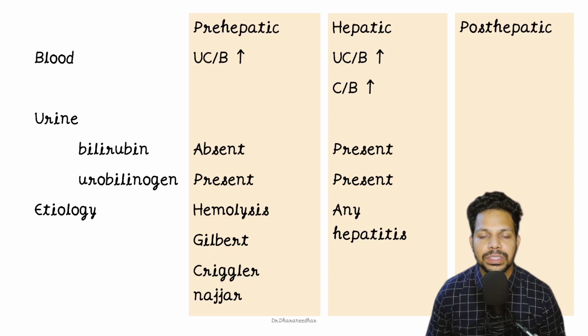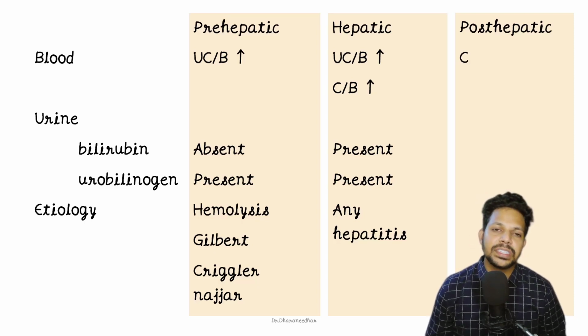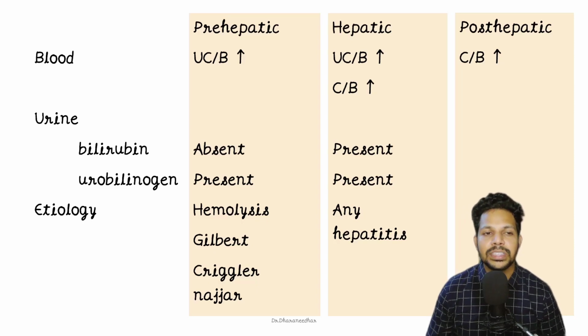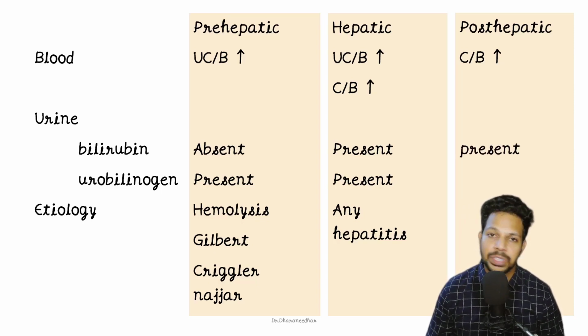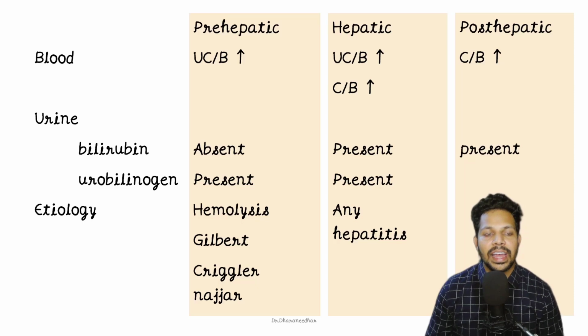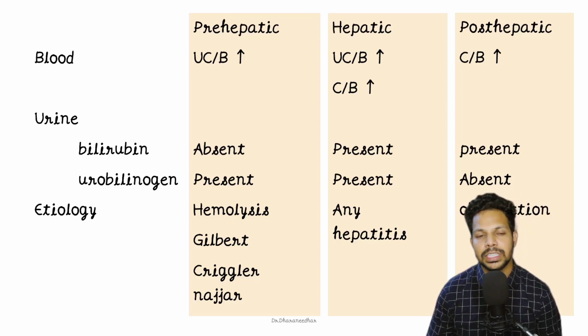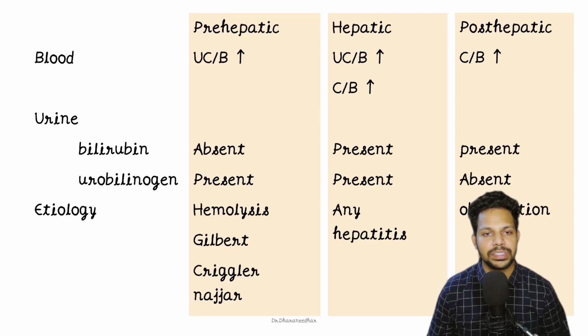And then post-hepatic jaundice. In the post-hepatic jaundice, you can see the conjugated bilirubin is elevated here. In the urine, you will see bilirubin because of the presence of conjugated bilirubin leaking into the urine, and then urobilinogen will be absent, right? And when you look at the etiology, any bile duct obstruction we have seen, and we'll further see some of the causes of the obstructive jaundice here.